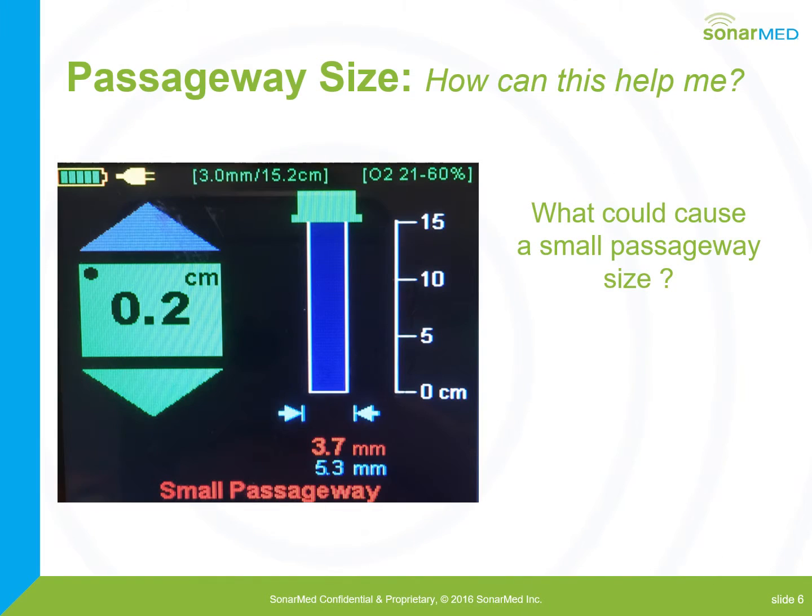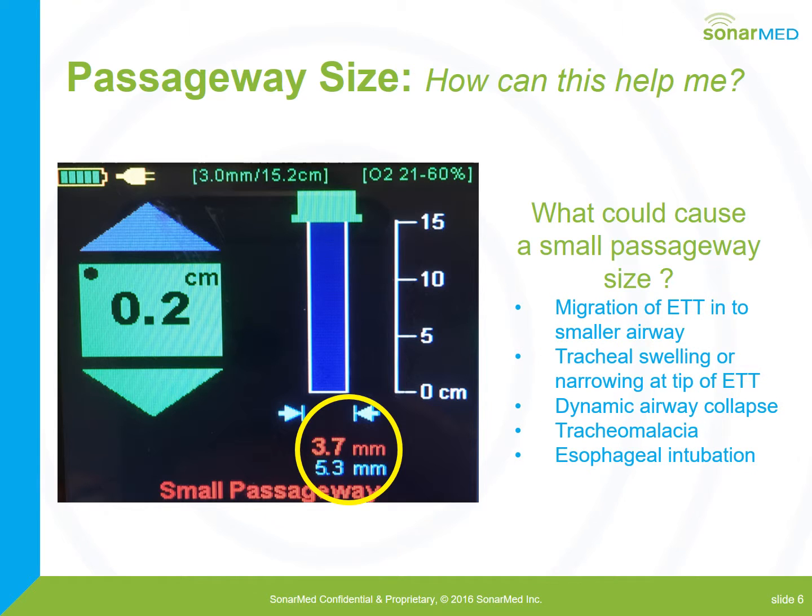And how can that help you, and what could cause this kind of a small passageway? Likely this is just some swelling around the tip of the tube, or maybe even secretions right around the tip of the tube. If you had more movement on your left indicator, then it may have migrated into the bronchus, okay? Or again, you could have some swelling, as we said. We've even seen dynamic airway collapse, tracheomalacia. And this is also where you'd see if you had an esophageal intubation, if you were using this device to intubate.